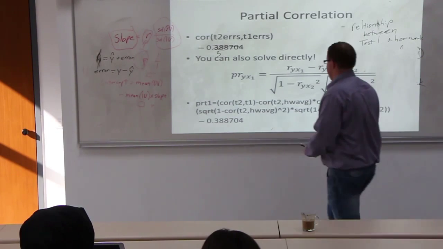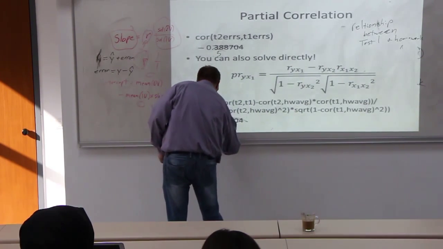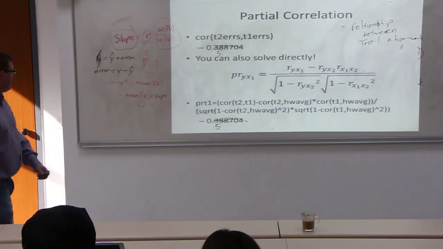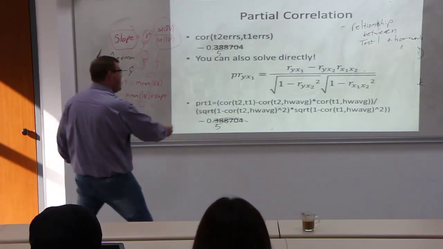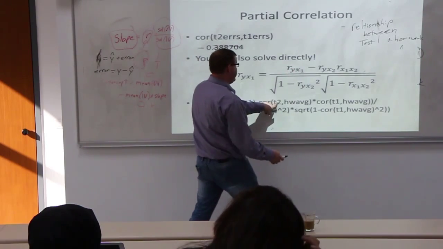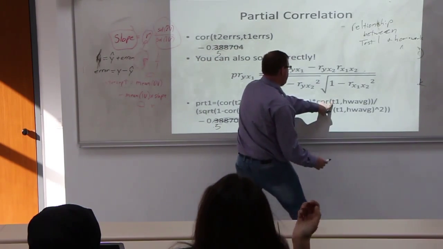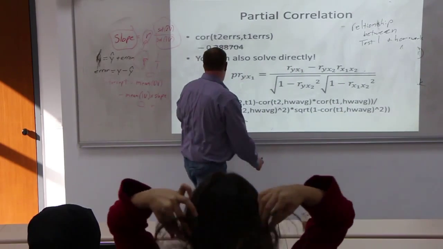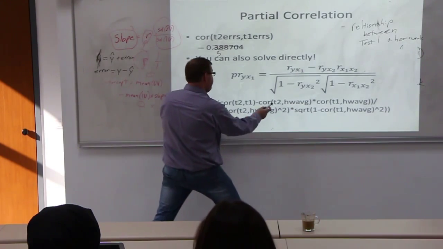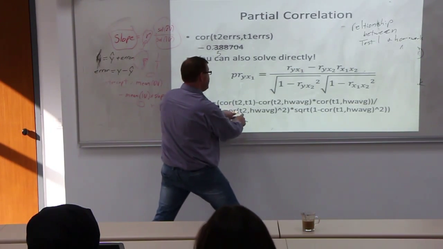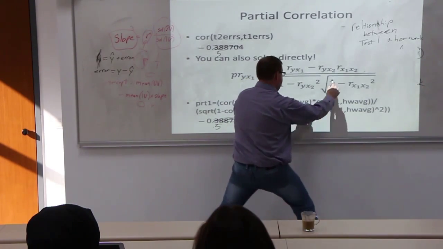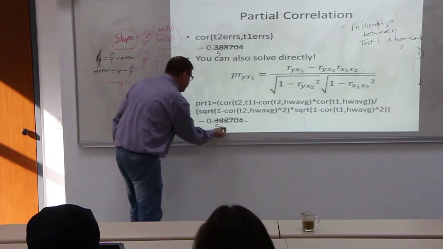And this should be 0.5. I'm going to have to check this. This worries me that I have that there with the wrong answer. This should be correct. Actually, we can check if it's correct. So the correlation of T2, T1, that's this. Correlation of T2 and homework, okay. Correlation of T1 and homework, that's that. Square root of all of that. So the square root of 1 minus the correlation of T2 and the homework squared times the square root of 1 minus, okay, so this is right. So this should give us 0.5.